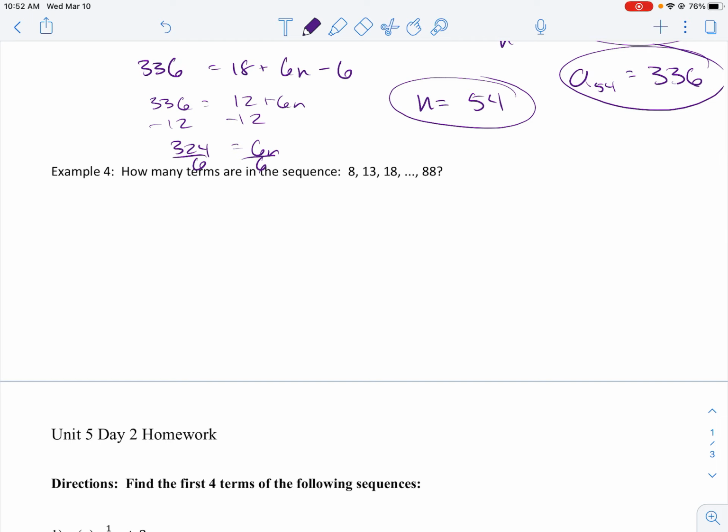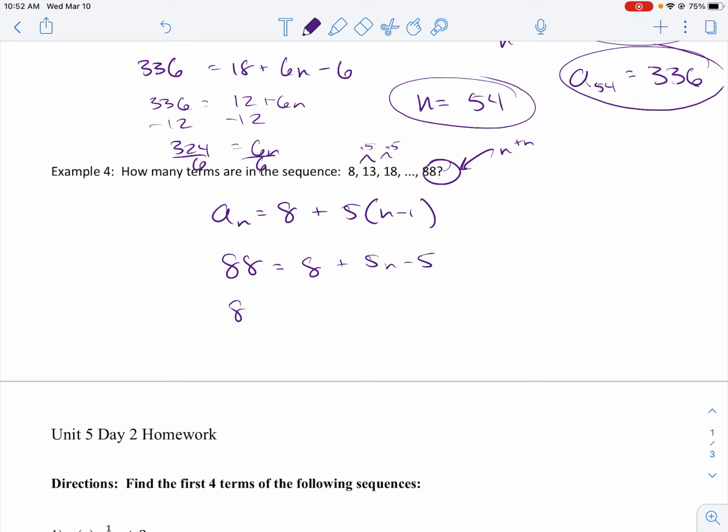Okay, and lastly, same process here. It looks like we're going up by 5 each time. So I'm going to write out my equation. It's going to be first term plus 5 times n minus 1. And again, we don't know what n is. We're trying to find out where this number falls in our sequence. Which term is this? In this case, it's our nth term. So we're just going to plug that in here.